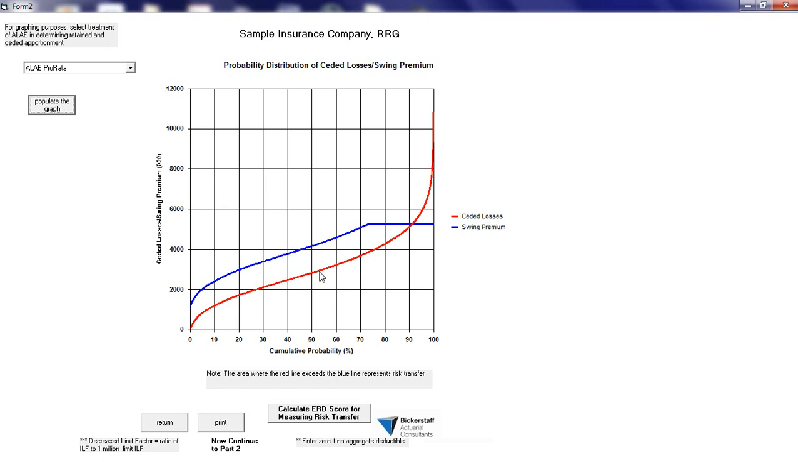Now, the question is, what is fair? Is that 91 percentile too high or too low, or how do you determine that?